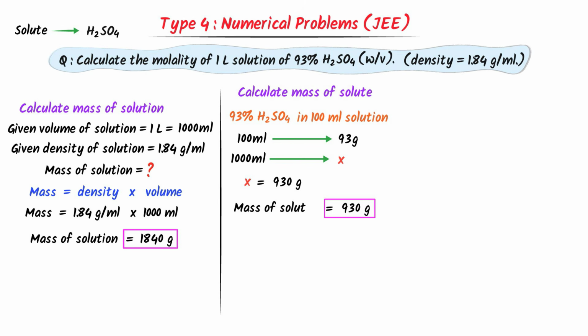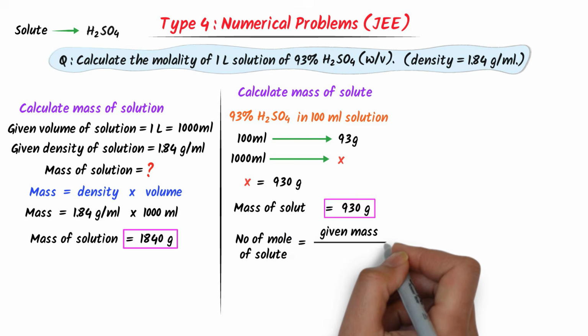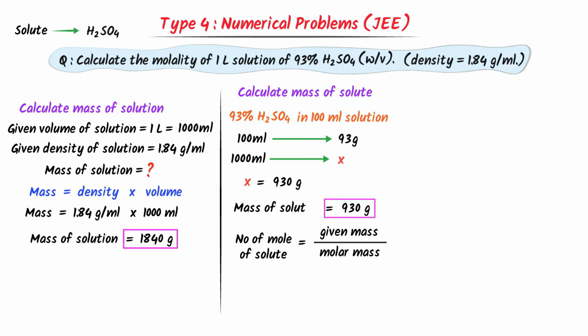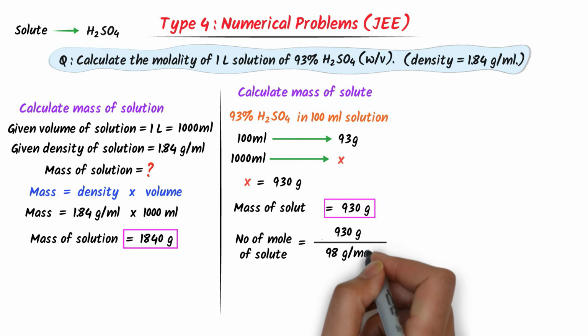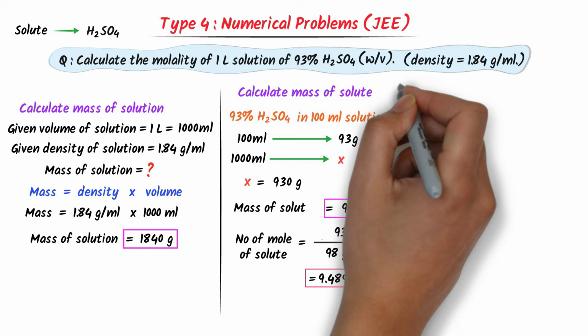As usual, I convert the mass of the solute to number of moles. I write number of moles is equal to given mass upon molar mass. The given mass of H2SO4 is 930 gram upon the molar mass of H2SO4, which is 98 gram per mole. After calculation, I get 9.489 mole. Thus, the number of moles of H2SO4 is 9.489 moles.